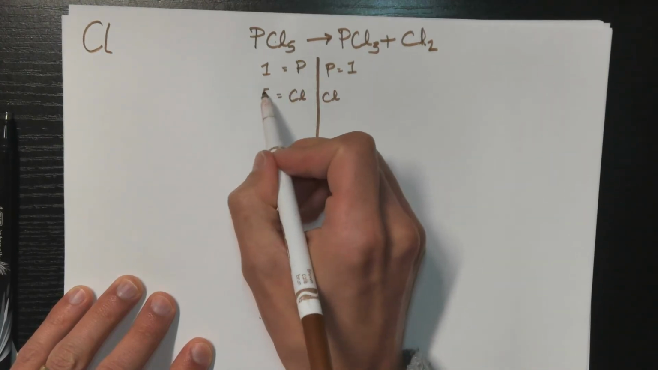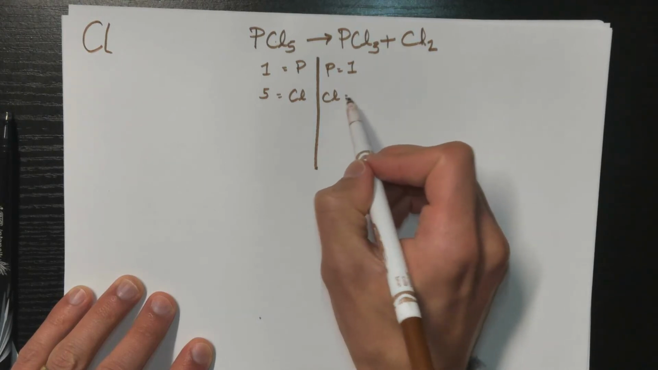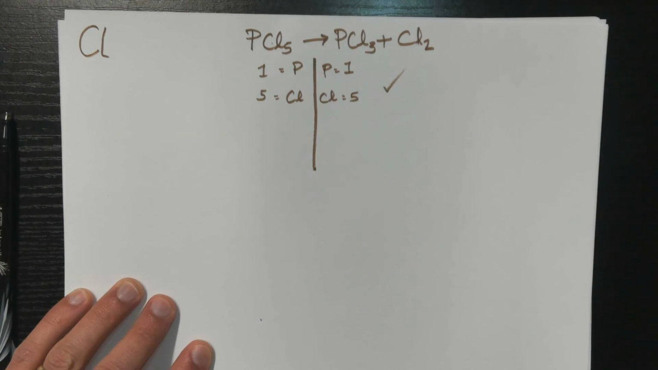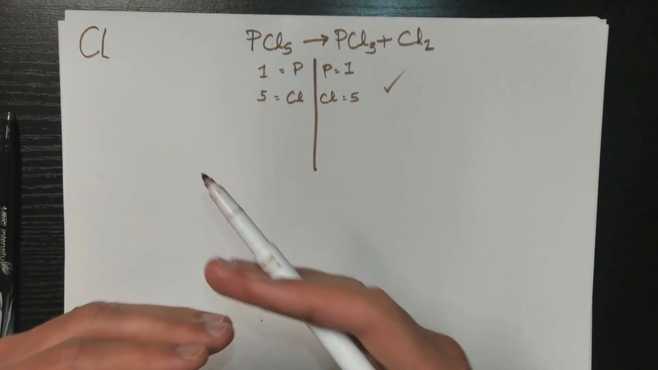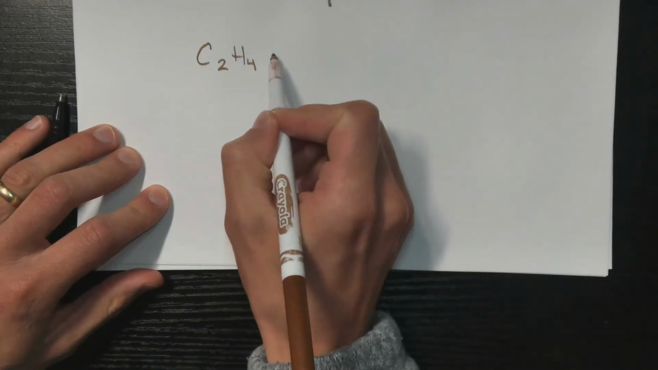Chlorine is on this side with 5. It's on this side with 3 and 2. Wait a minute, that is 5 and 5. So this one's already balanced. Sometimes equations are balanced from the get-go, but often they're not. Okay, let's try a harder one.